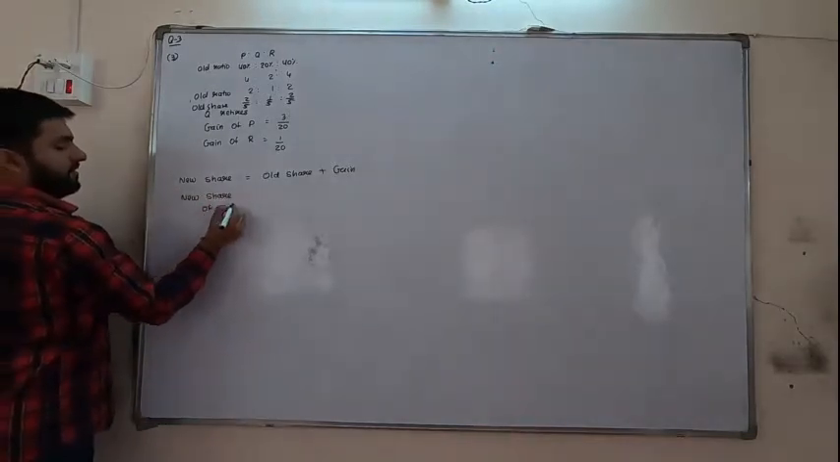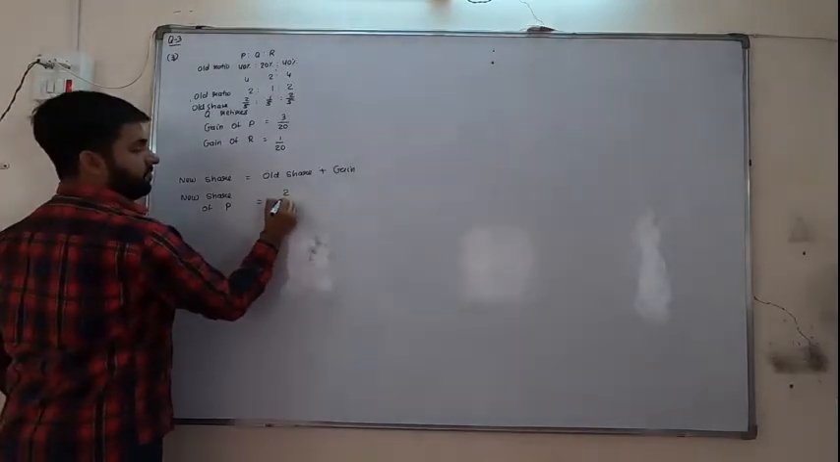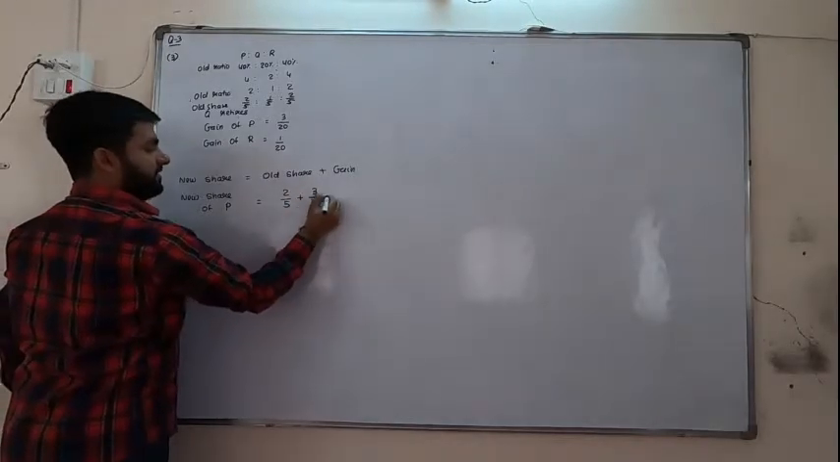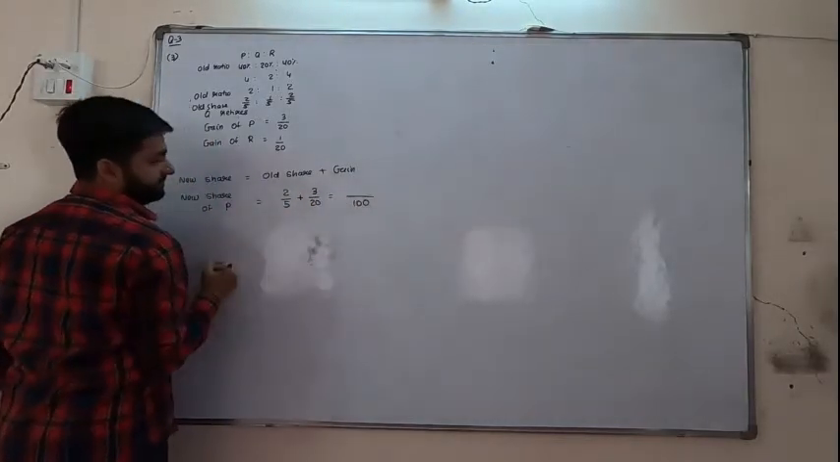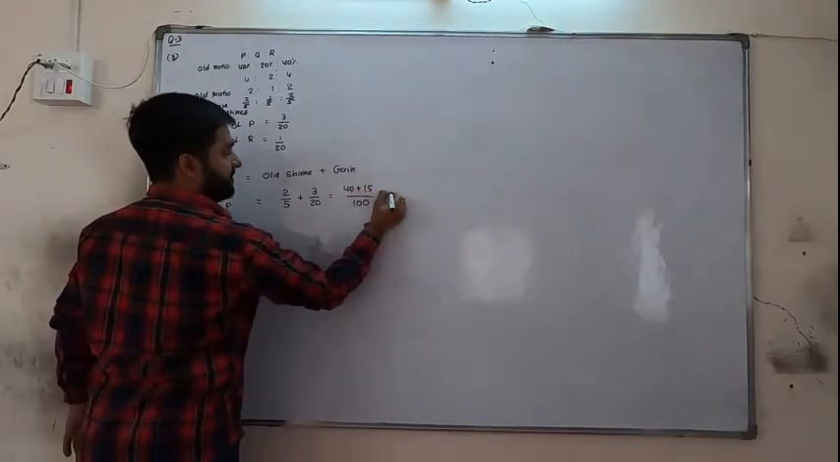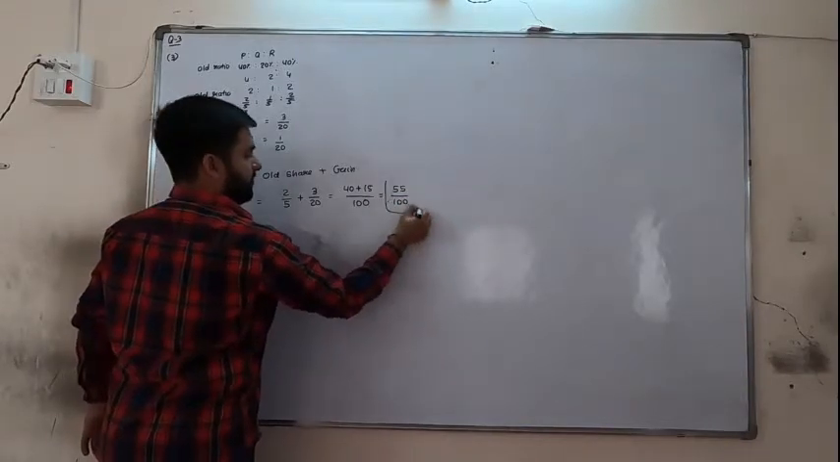New share of not A but P. New share of P. P's old share is 2 by 5. P's gain is 3 by 20. 25s are 100. 2 2s are 40. 5 3s are 50. So new share would be 55 upon 100.